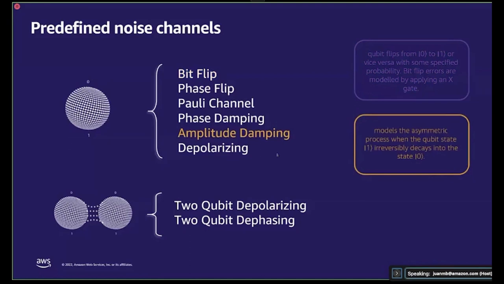It's the second one that's the most common, that will help you to model a real device. This is the amplitude damping process that happens when the qubit state is 1 and decays naturally into the state 0. But this is an irreversible process. There's no way that you can apply an X gate and put it back. So in a quantum computer, the state 1 could be in a higher energy state than 0, and once this happens, it basically decays to the lower energy state.